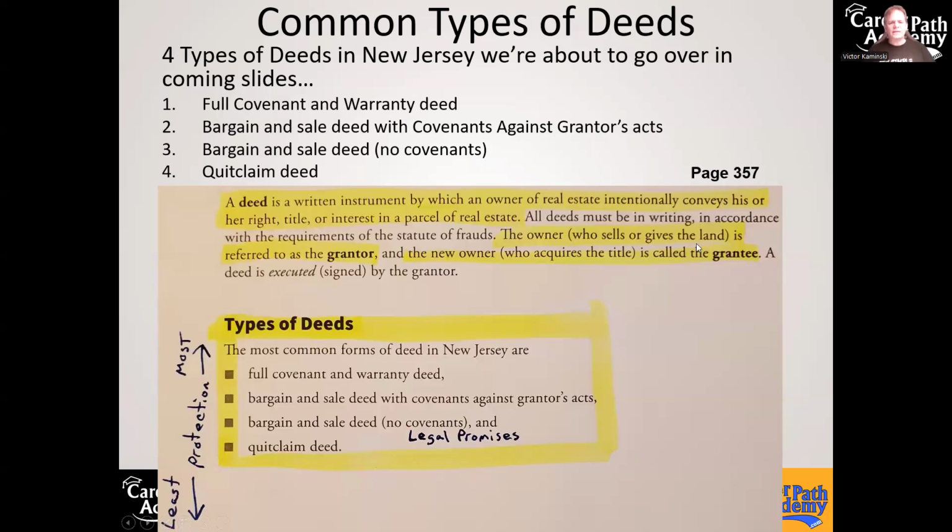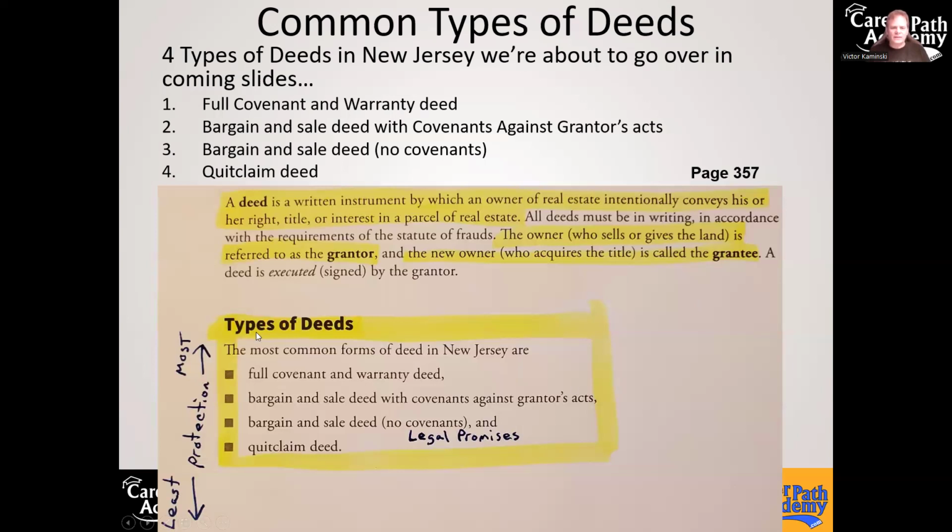Remember, deeds only need to be signed by the grantor, the seller. And as long as the grantee, the buyer, is identified in that deed, named in the deed, they could always sign it later and get their signatures acknowledged.